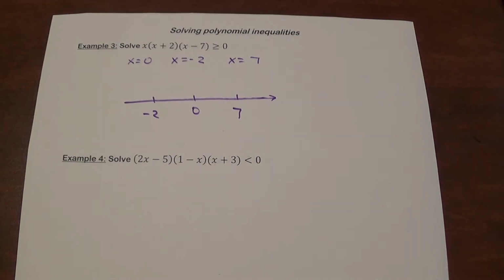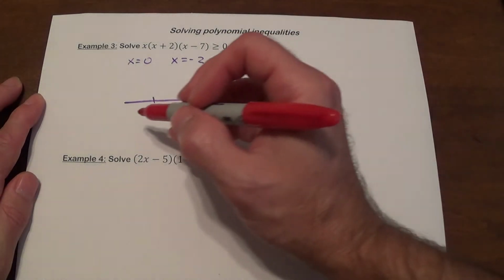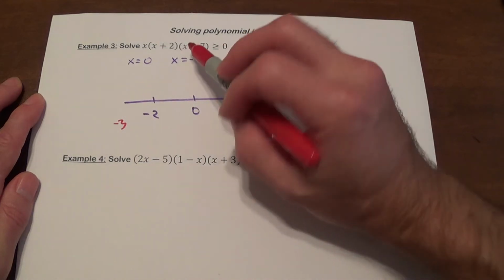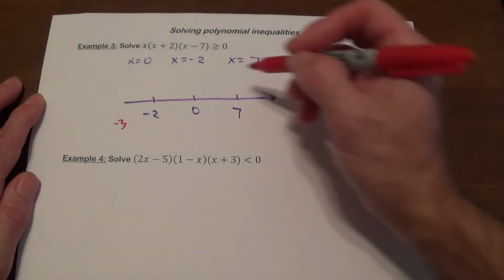So nothing changes. We use exactly the same approach. We pick a number from each interval. Now we're going to have 4 intervals, so it's 4 numbers to pick. And what we have here is, let's go with -3. So negative here, and negative here. 3 negatives make it negative.